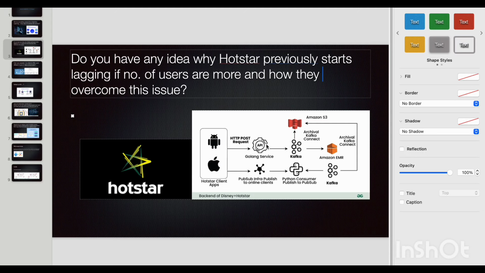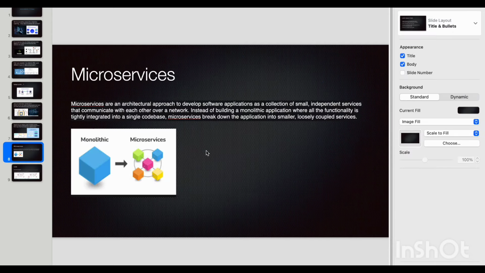They are using the Apache Kafka framework. The Apache Kafka framework uses two things. One is CDN and one is microservices. Now, what is microservices? Basically, the architecture before was a monolithic architecture. In monolithic architecture, all the code bases are tightly coupled with each other.